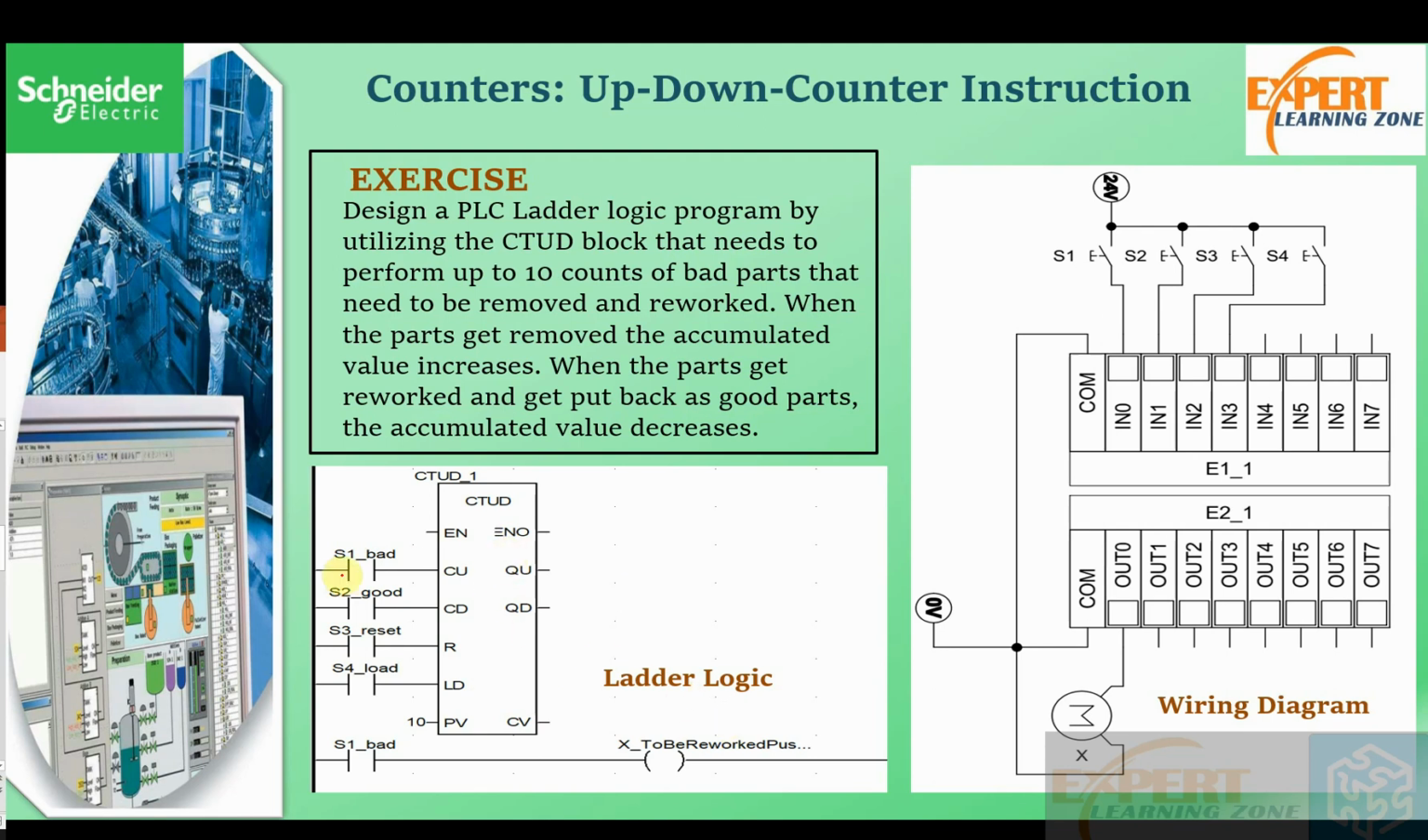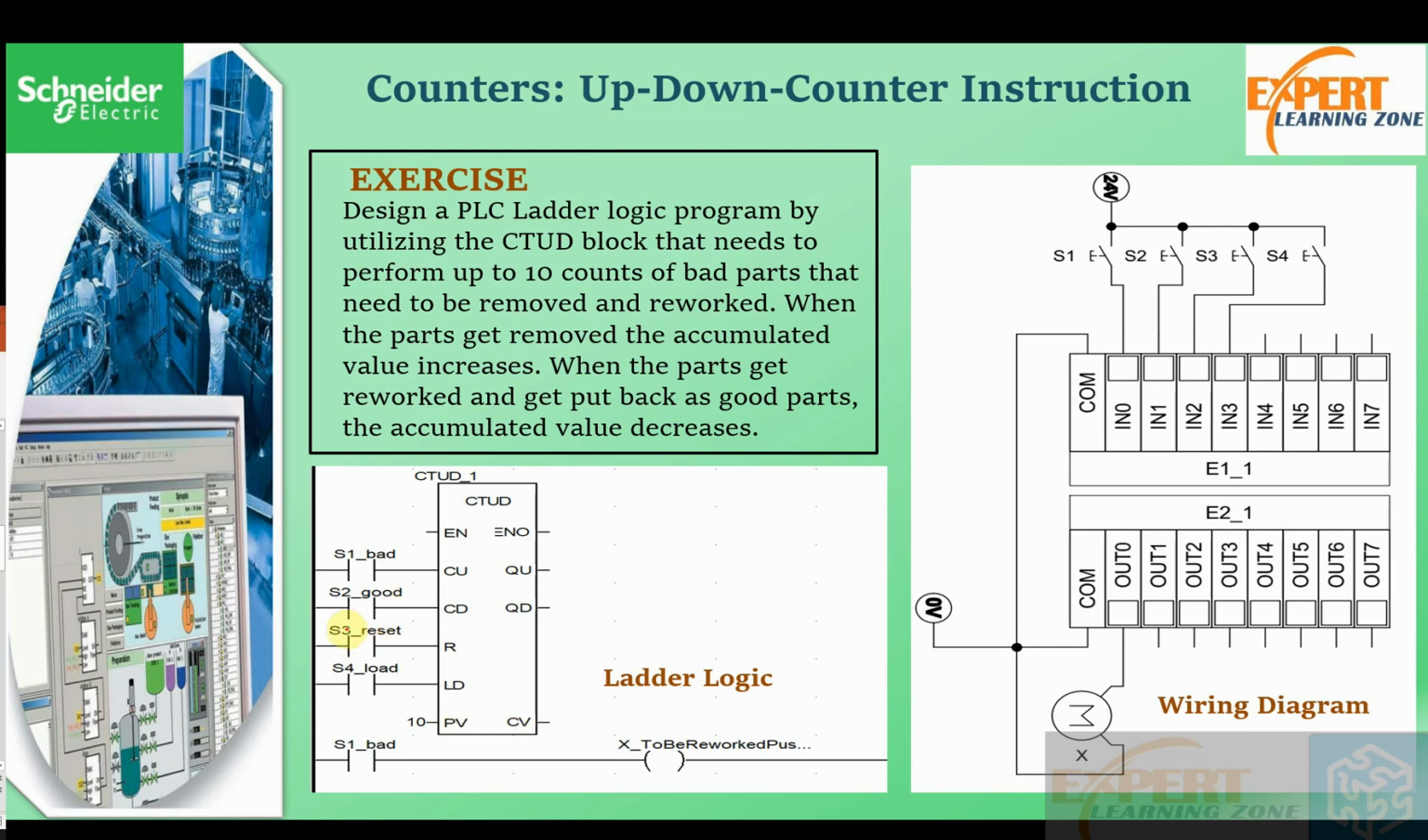You can clearly see that this is the sensor which tracks the bad parts. When it tracks a bad part, then a pulse will come on the count up pin and our current counter value will increase, like it was said in the problem statement. And when we detect a good part, then it will decrement. So a bad part will increment it, a good part will decrement it. And we have up to 10. We want to track up to 10 counts.